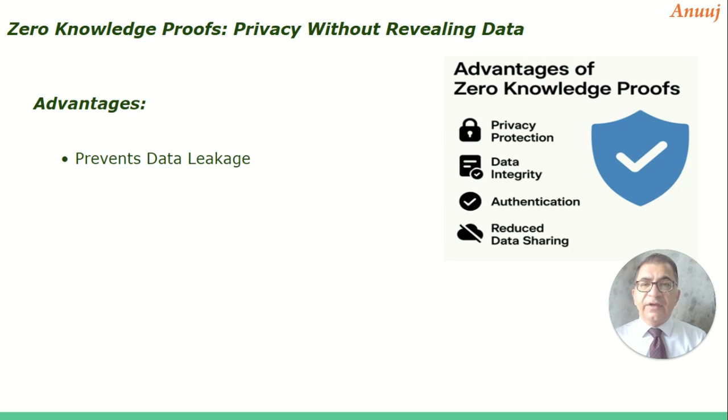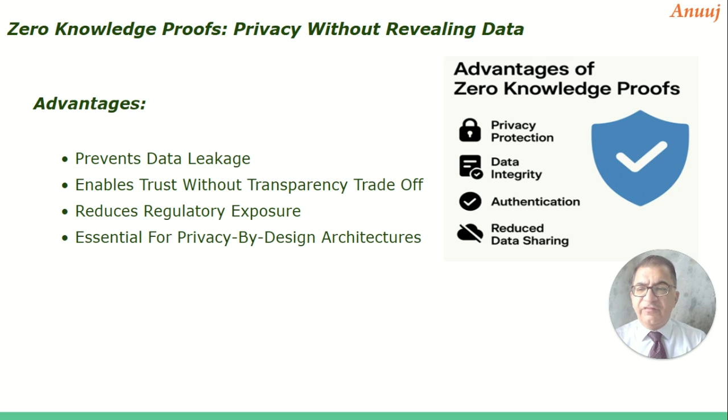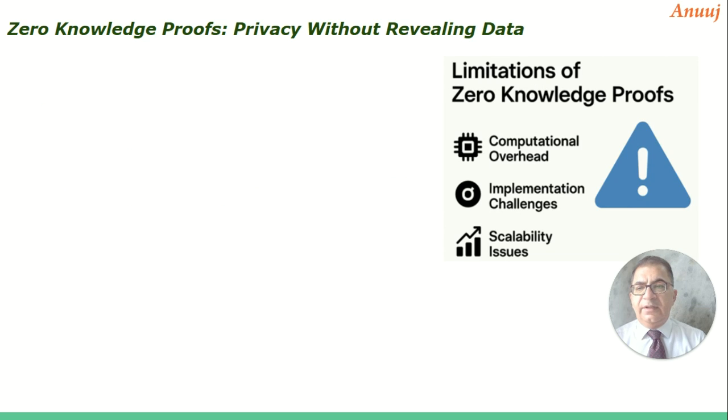The advantages of using a zero knowledge proof or cryptographic method include preventing leakage of information, enabling trust without a transparency trade-off, right? Trust stays there. It reduces regulatory exposure of information, and it's very, very essential to be a part of the privacy by design architecture being followed by an organization. Very, very important thing in that.